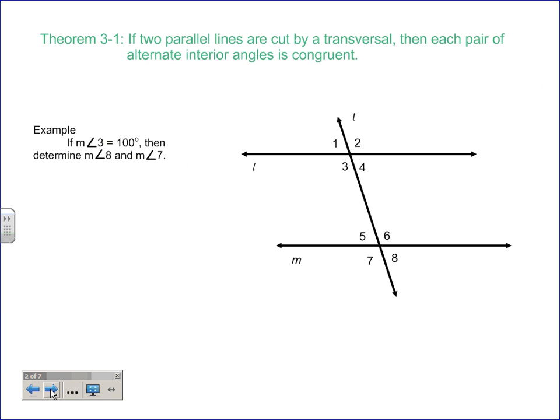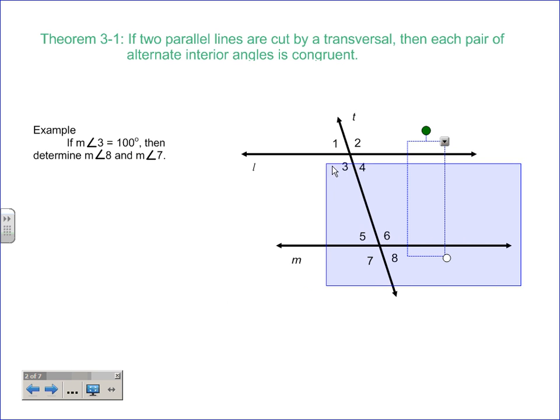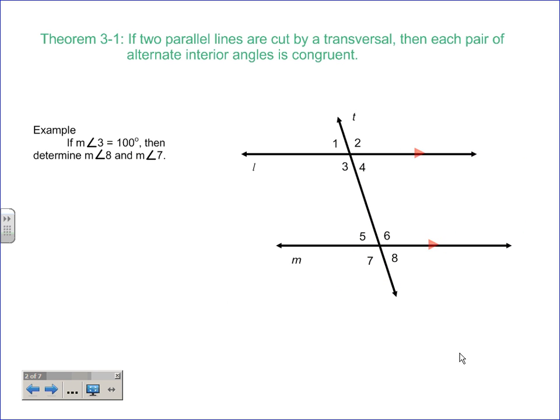Next one. If two parallel lines are cut by a transversal, do we have that yet in my picture? No, we don't. Now do we? Yeah, now we do. Then each pair of alternate interior angles is congruent. So wait a minute. Corresponding are congruent. Alternate interior are congruent.